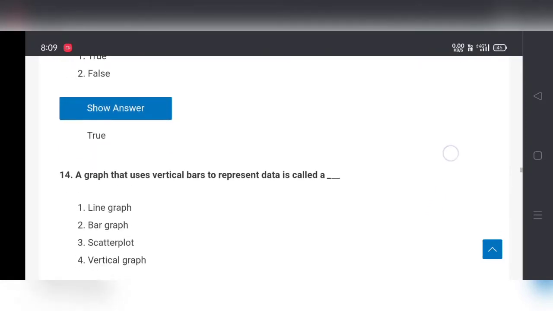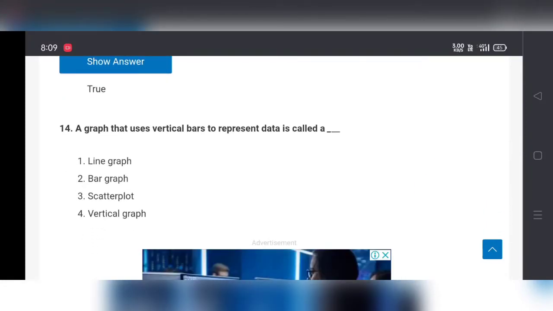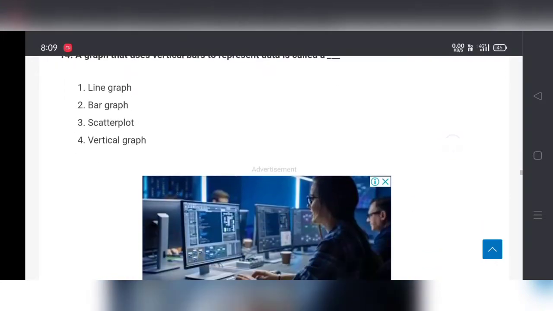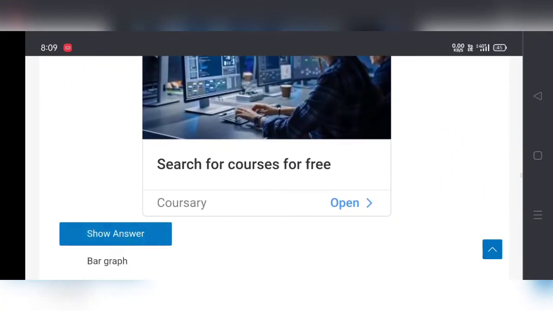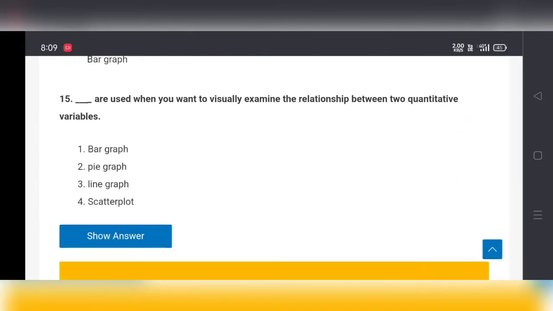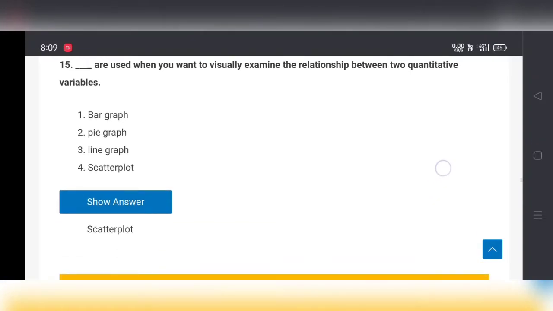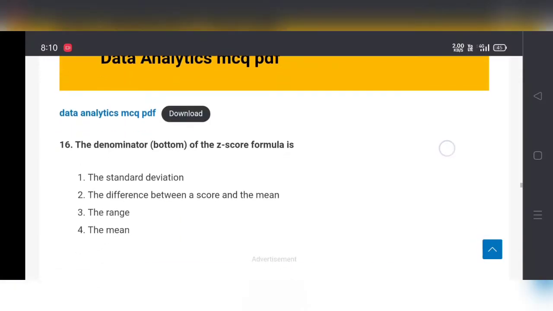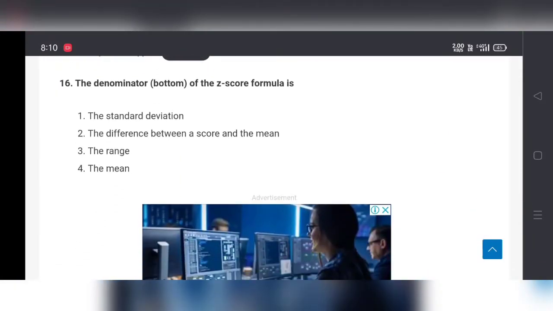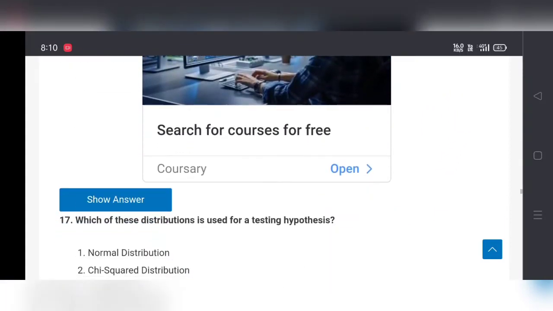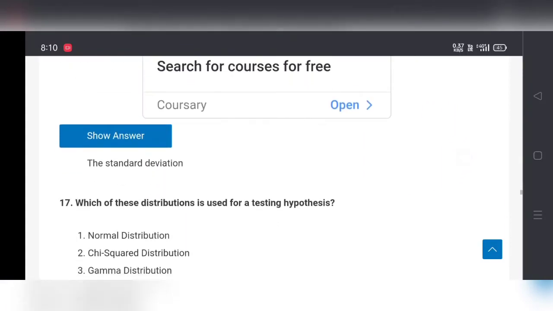Question number 13, a set of data organized in a participants row by variable column format is a data set. The answer is true. Question 14, a graph that uses vertical bars to represent data is called a bar graph. Question number 15, dash are used when you want to visually examine the relationship between two quantitative variables. The answer is scatter plot. Question 16, the denominator of the z-score formula is the standard deviation.